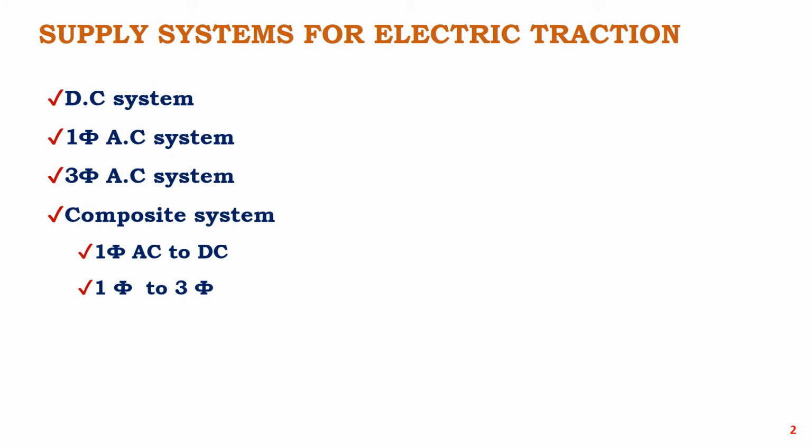There are three types of supply systems used in electric traction system. They are DC system, single phase and three phase AC system, and composite system. In composite system, single phase AC to DC and single phase to three phase systems are used.